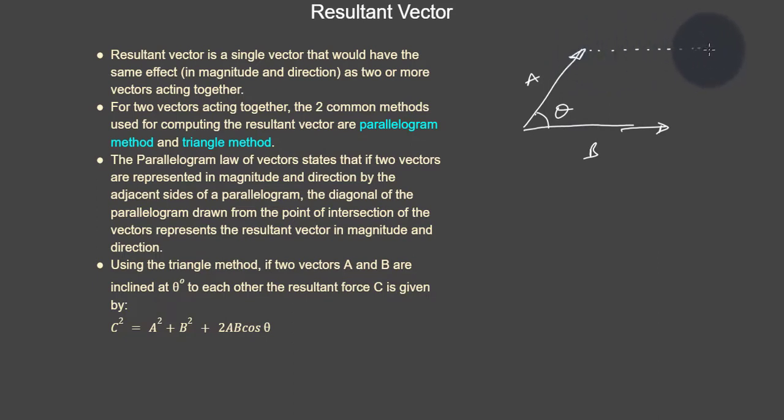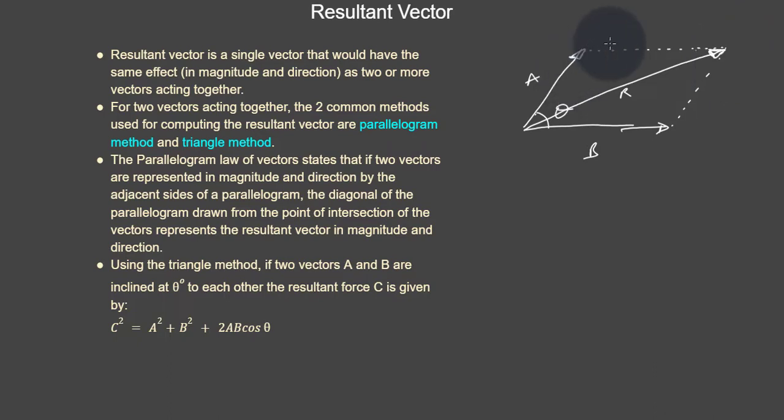So imagine we extend this, and we extend this, to form a parallelogram. The parallelogram law of vectors states that the resultant vector is the diagonal of the resulting parallelogram. So if you think about it, this diagonal represents the resultant vector, and if you can calculate this diagonal, you've got the resultant vector. This rule applies to a case where you have two vectors acting together. That is what the parallelogram law of vectors states.